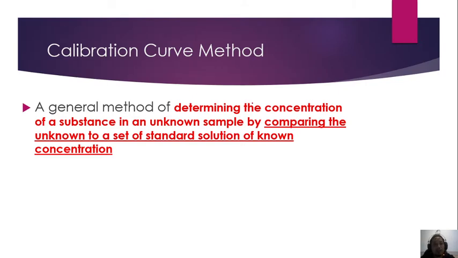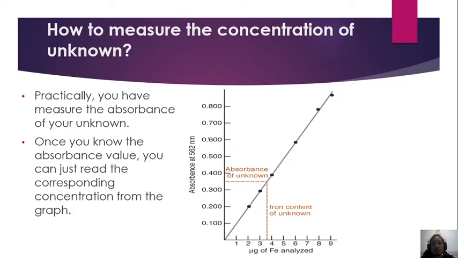Calibration curve method. A general method of determining the concentration of a substance in an unknown sample by comparing the unknown to a set of standard solution of known concentration. So, kaedah ini adalah dengan kita compare unknown sample dan juga a standard solution of known concentration, yang kita tahu dia punya kepekatan. So, how to measure the concentration of unknown? Okay, macam mana nak tahu kepekatan unknown?